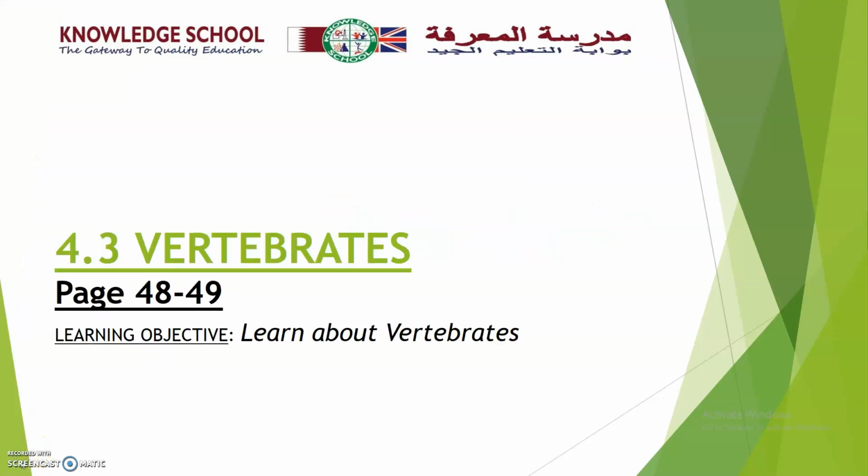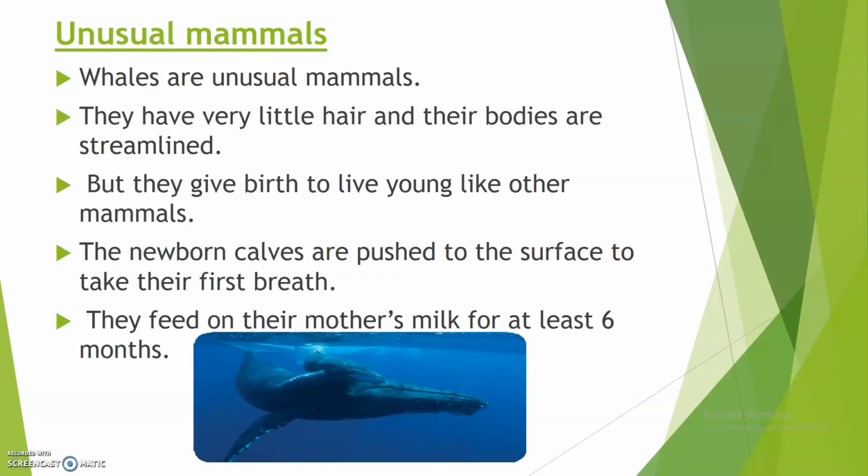So we will continue our 3rd lesson, that is 4.3, vertebrates, page number 48 to 49. We have covered page number 48. Please open your textbook, take page number 49. Learning objective: learn about vertebrates. We have discussed that the vertebrates are divided into 5 major groups: fishes, amphibians, reptiles, birds and mammals. We have discussed their peculiarities, their important features, and the difference between reptiles and amphibians.